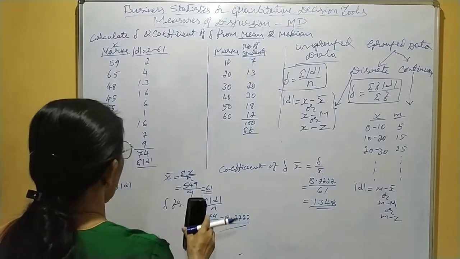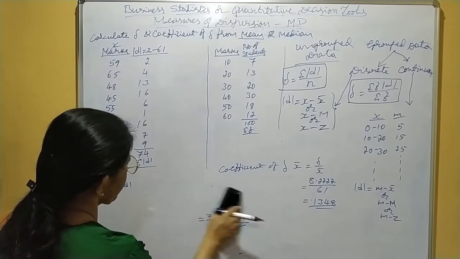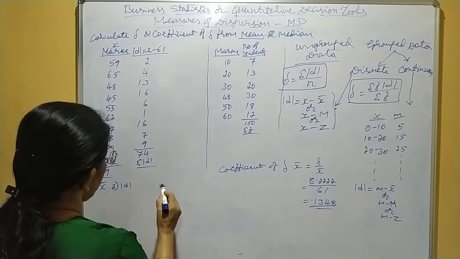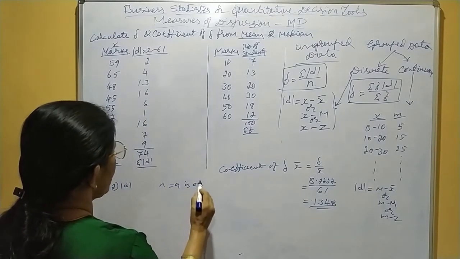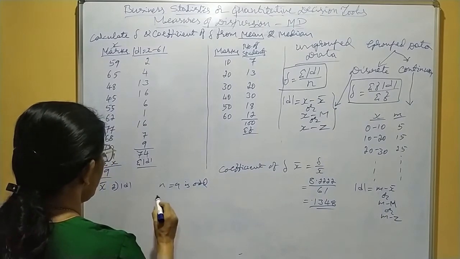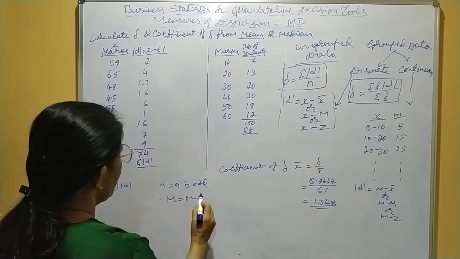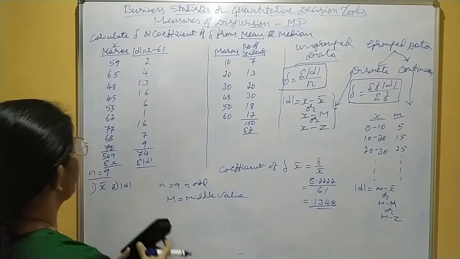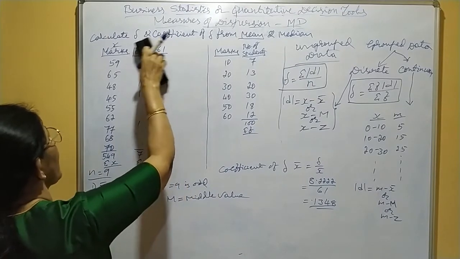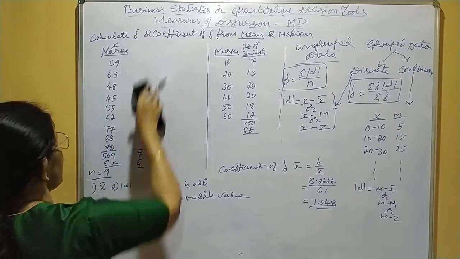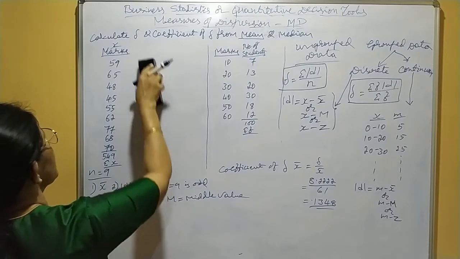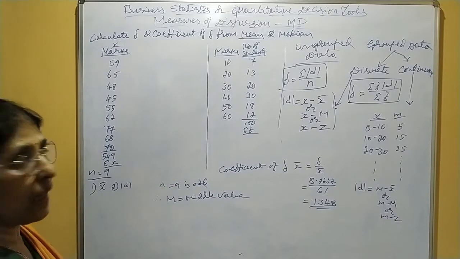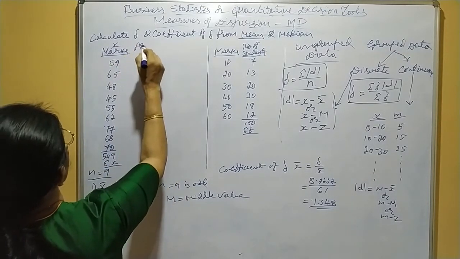Here n is how much? 9, isn't it? N equals 9 is odd. Okay. Therefore, m equals middle value. Here middle value of which one? Here middle value of arranged variables. Therefore, we have to take arranged variables, means given variables are to be taken in ascending order.